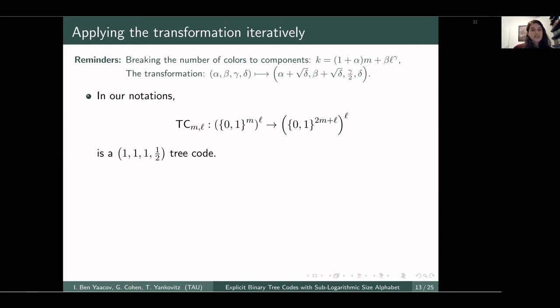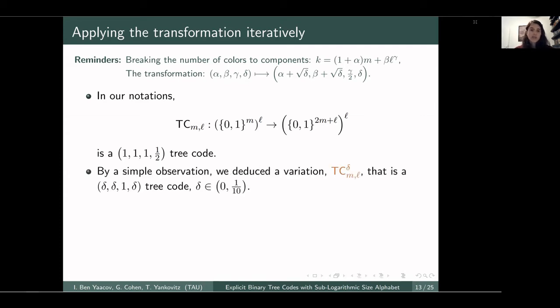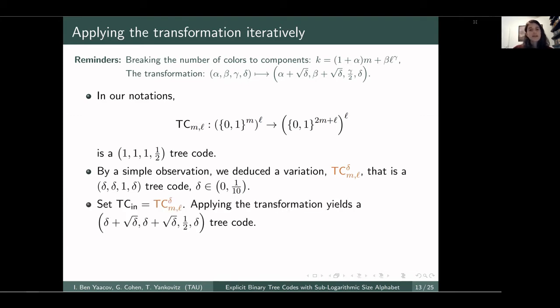In our notation, the CHS construction mentioned above is a 1-1-1-1/2 tree code. By a simple tweak, we deduce a variation that is a delta-delta-1-delta tree code for every delta in the range of 0 to 1/10. Then we set this variation of the CHS construction as an input for our transformation. This yields a tree code with the parameters presented below.